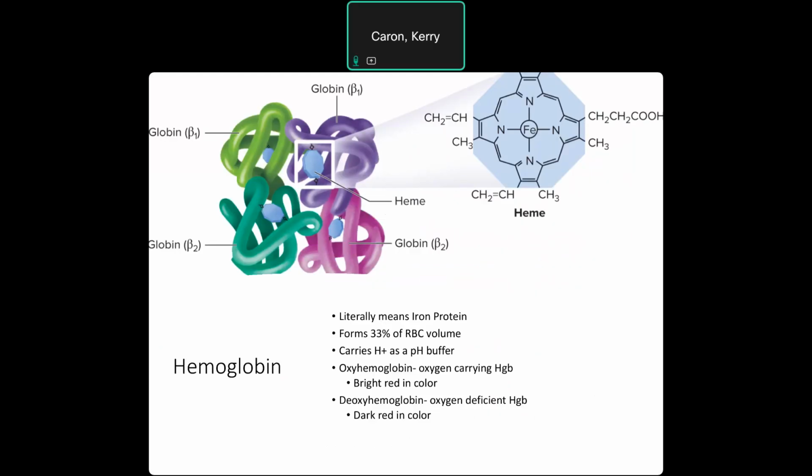Hemoglobin. Hemoglobin is very important. Hemoglobin literally means iron protein. And this is what hemoglobin looks like. 33% of a red blood cell is hemoglobin. It carries H ions that act as a pH buffer. Okay. So when hemoglobin is carrying oxygen, we call it oxyhemoglobin. And when hemoglobin is not, we call it deoxyhemoglobin. So sometimes red blood cells are bright in color if they have oxygen, and sometimes they are dark in color when they do not.